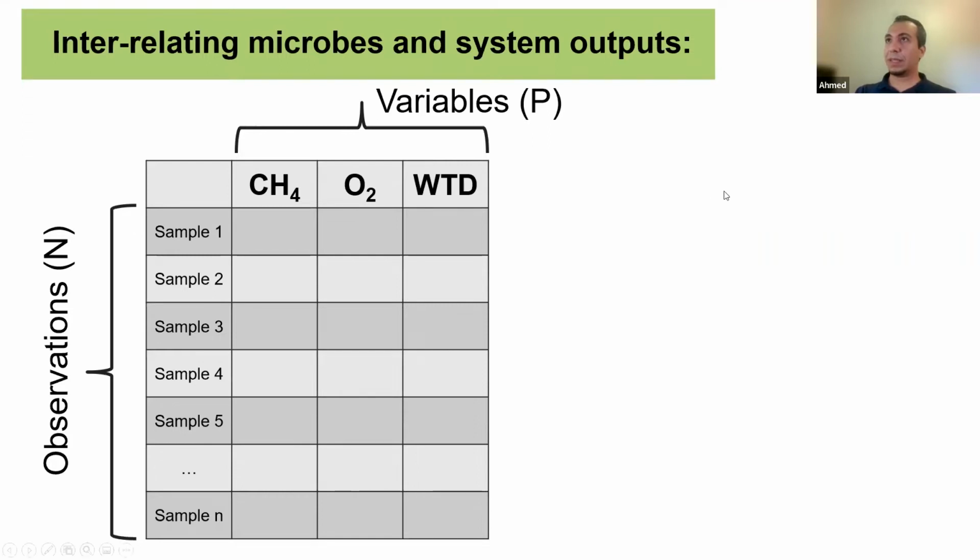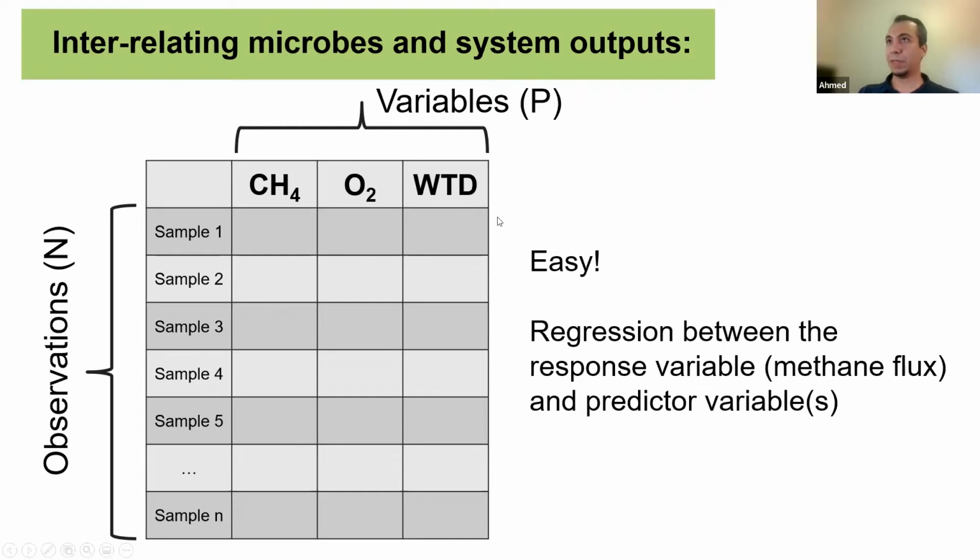If I want to understand the relationship between methane concentration and the water table depth, or methane concentration and oxygen concentration, it is easy to do with a low complexity data set like this, because you are basically correlating them or regressing one on the other. Let's assume this is the response variable and this is a predictor, or the predicting variable. You measure how well you can predict methane flux or concentration from a simple regression model.